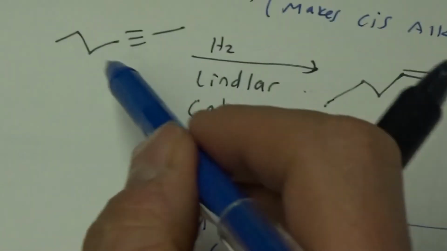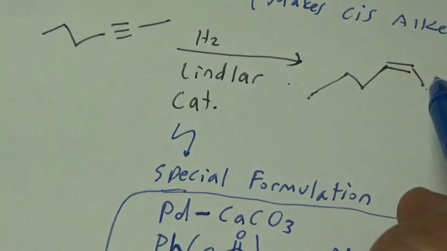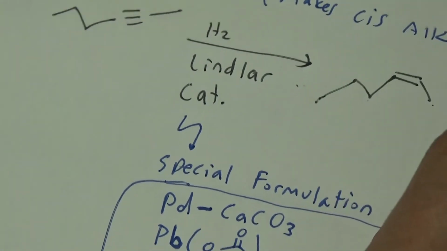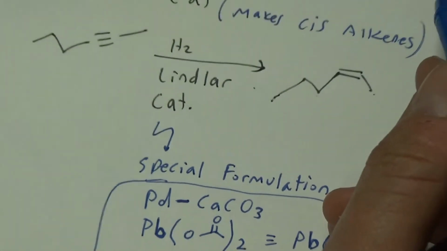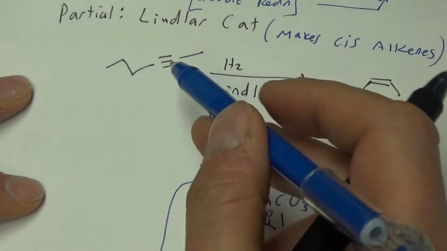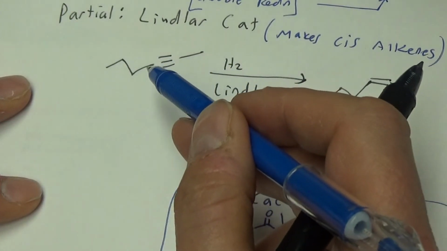It converts alkynes into cis alkenes. What are the names of these things again? This is 1, 2, 3, 4, 5, 6. 2-hexyne.